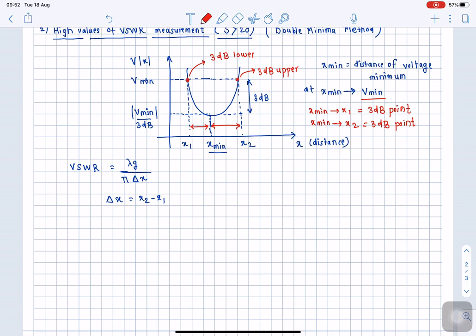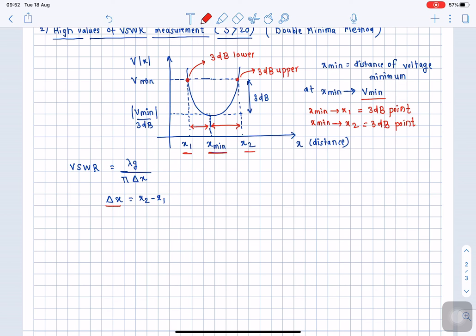So what we do is we will move the probe position on the slotted waveguide section around the minimum distance x min, such that I will get 2 points at 3 dB. These 2 points at which the minimum voltage drops or increases by 3 dB, those distances I will note down, and these distances are given by x1 and x2. So we measure this x1 and x2 and we take the difference. I will get a delta x.